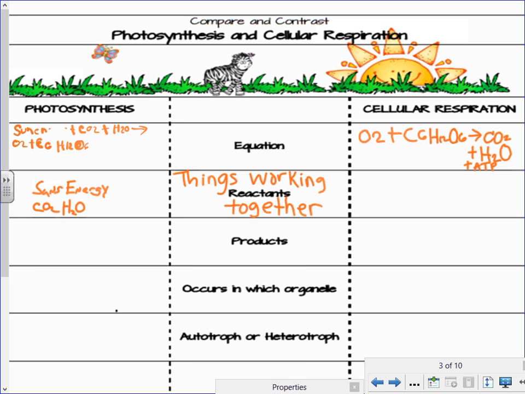Okay, give me them. So, for photosynthesis, the things that are working together are the sun, the carbon dioxide, and the water. This is what's needed. Reactants are also what's needed to create something. For cellular respiration, what works together? What is needed to create something, Samantha? Look at the equation. What is needed? What's needed is on the left-hand side. Don't look at photosynthesis. Look at cellular respiration.